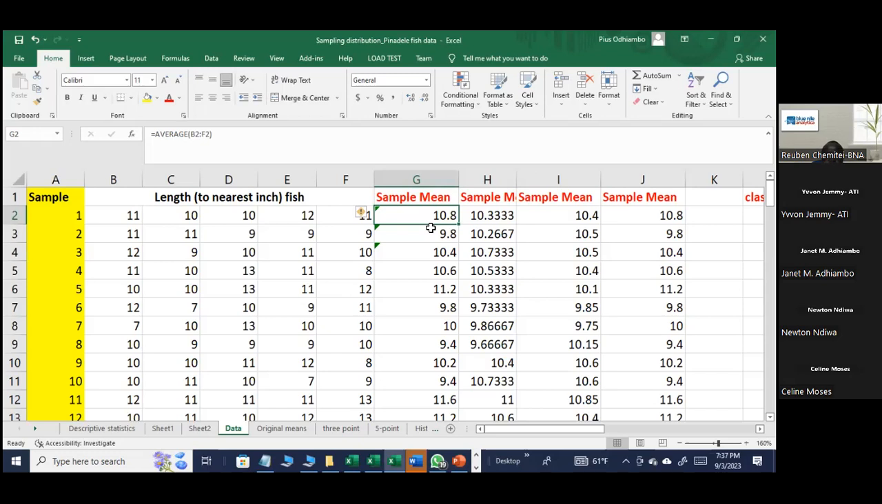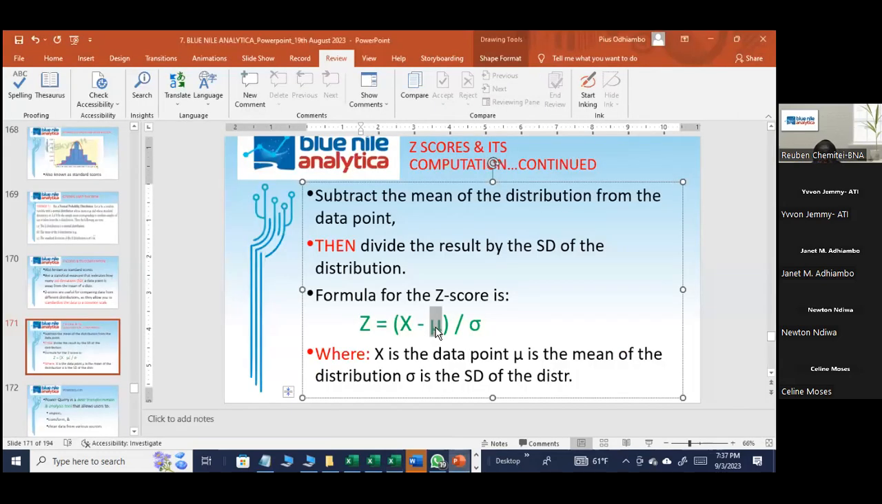So when we compute the distance of that particular value from the mean, you take the raw score, subtract the mean, and then divide by the standard deviation. Then you get something called the z-score. The z-score is basically a value that you get by computing the difference of the actual value from the mean, divided by the standard deviation.